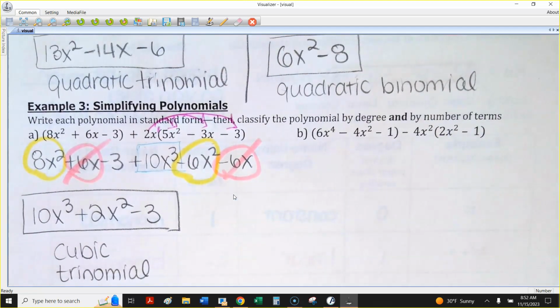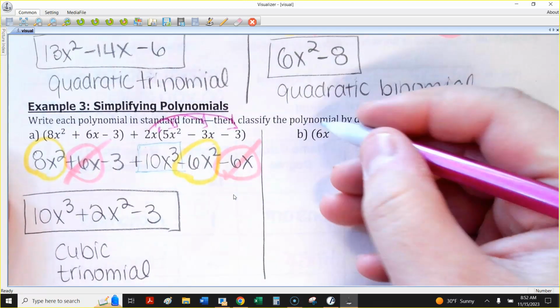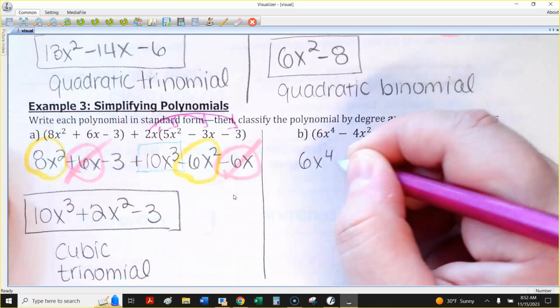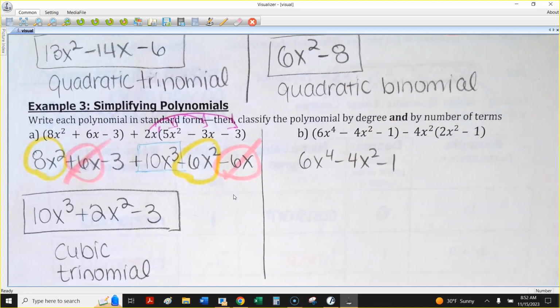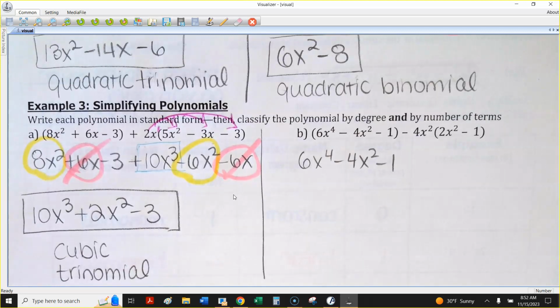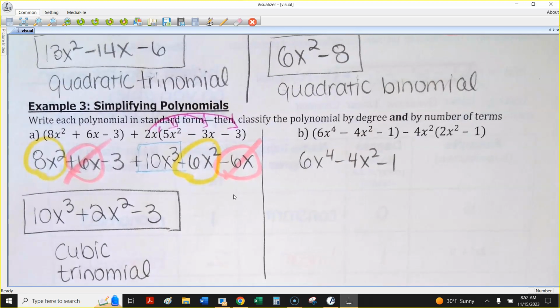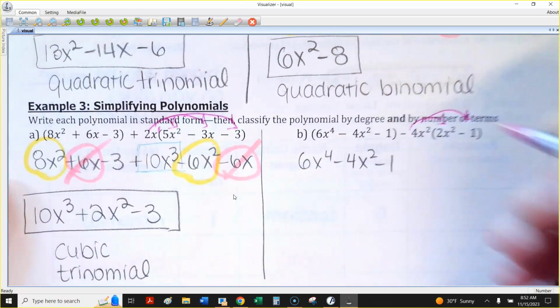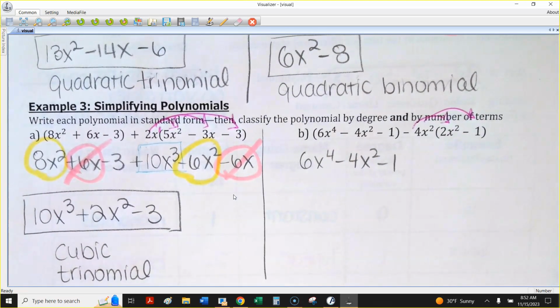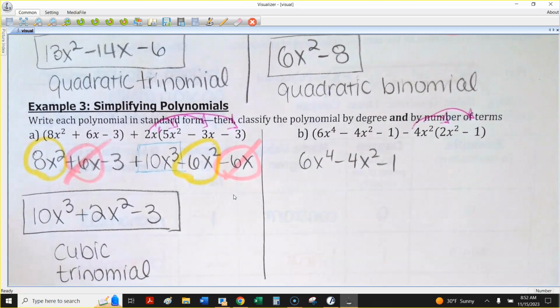Does anybody have a question at the moment? All right, now the one next to this, we're going to subtract. So I'm just going to drop the parentheses on that first one and write just the 6x to the fourth minus the 4x squared minus 1. Nothing's changing that. There's nothing in front of the parentheses. This is subtraction, but also with a little distributive property. So I'm going to distribute -4x squared to the two terms in the parentheses that follow that.